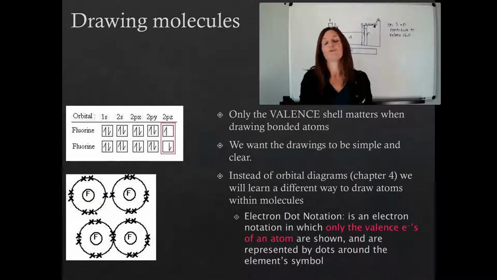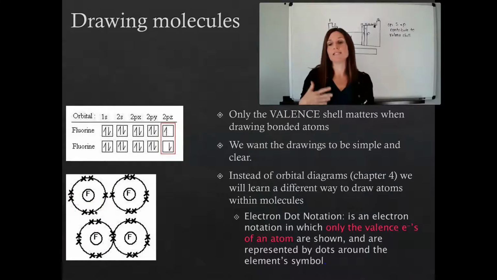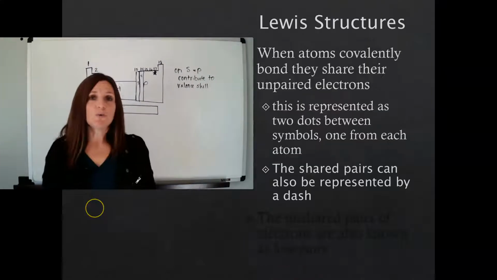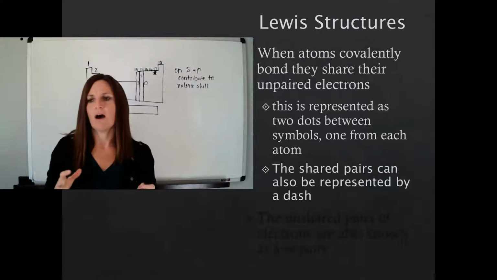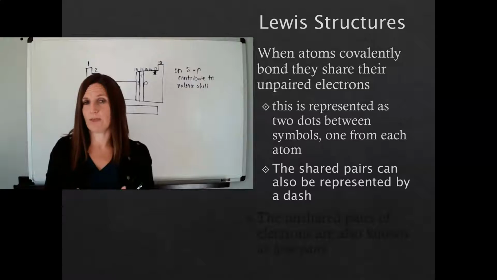And we're going to take that even one step farther as we create what we call a Lewis structure for fluorine. A Lewis structure is done to show how atoms are related to one another and how their valence electrons are interacting with one another.